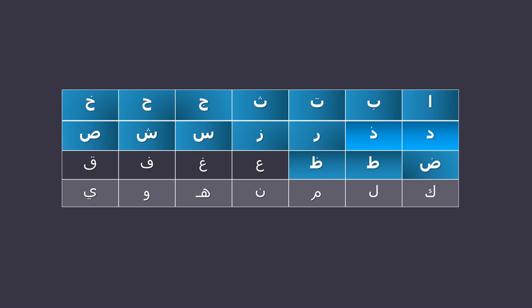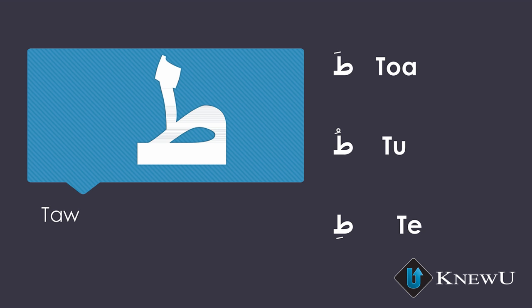Alif, Ba, Ta, Tha, Jim, Ha, Kha, Dal, Zal, Ra, Zai, Sin, Shin, Sad, Dad, Ta, Dha. So the letters we're going to take are Ta and Dha. The first letter is Ta.